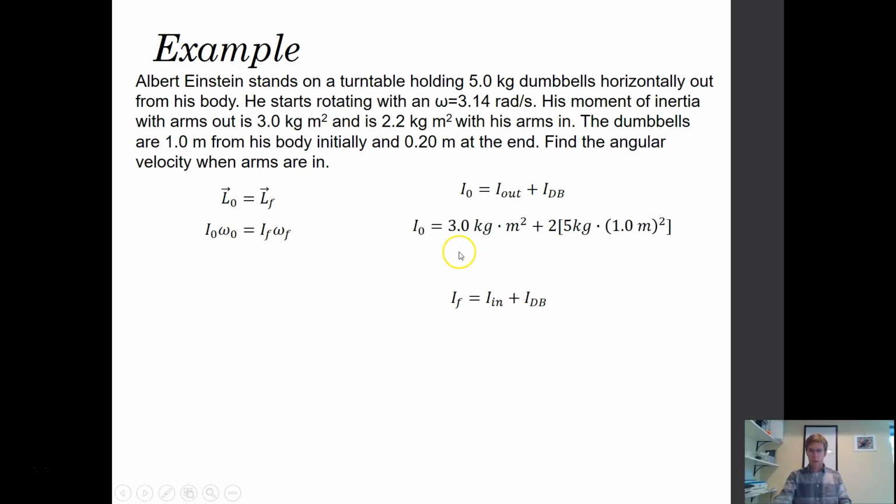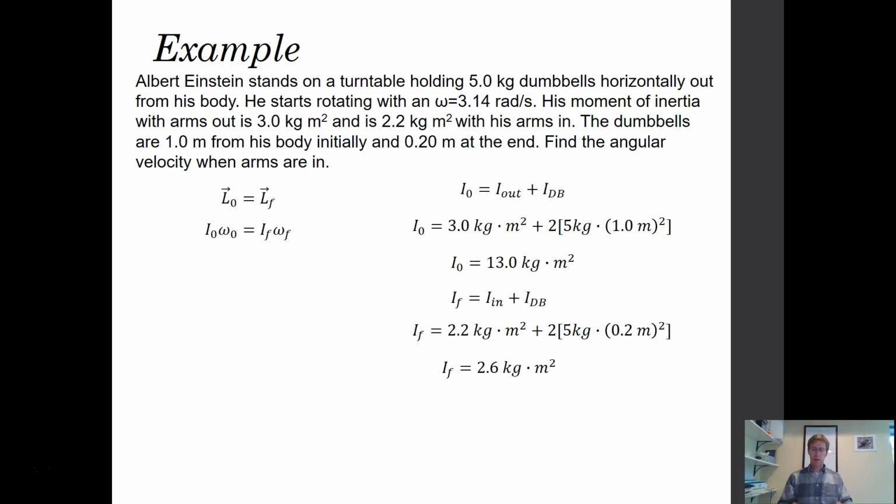So you take the moment of inertia of the body plus two dumbbells that are 5 kilograms each at 1 meter away squared, because it's mr squared, right? And we find that the moment of inertia with his arms out adds up to 13 kilograms times meter squared, and with his arms in, it comes out to be 2.6 kilograms times meter squared.